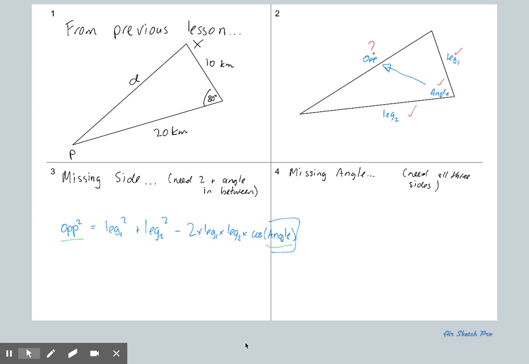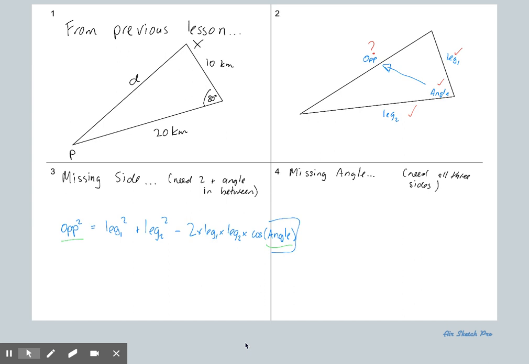If you have a look at it, it's really similar to Pythagoras' theorem, isn't it? The square of one side is equal to the sum of the squares of the other two sides, and then you've got this minus 2 times leg 1, leg 2, cos angle, which makes up for the fact that it's not a right angle triangle. Effectively, that's what it does.